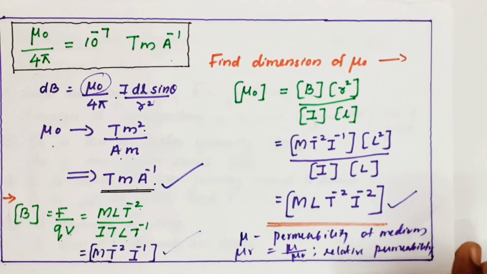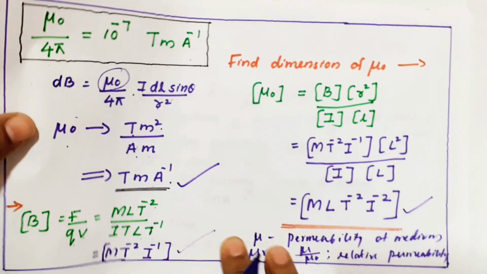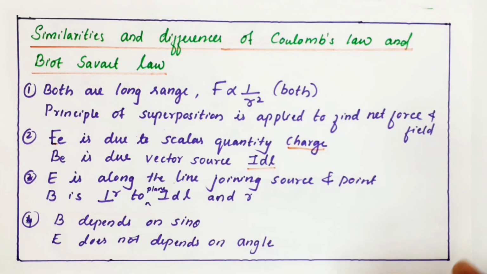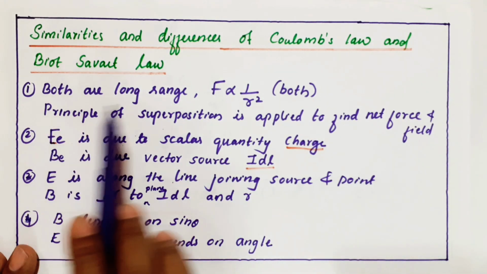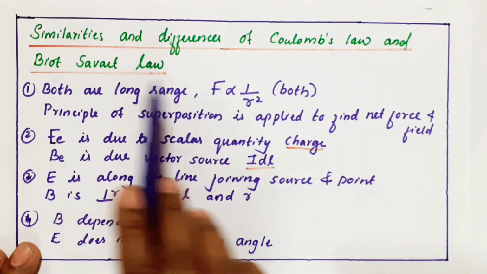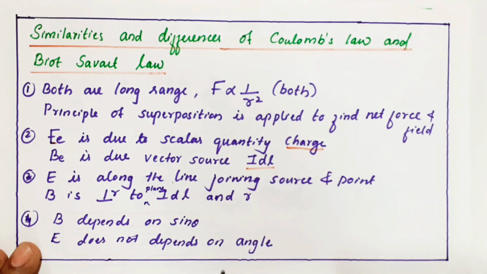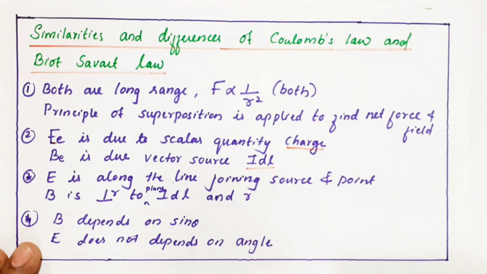Now, next, there are some similarities and some differences between Coulomb's law and Biot-Savart law. Similarities: both are long range forces. In both Coulomb's force as well as Biot-Savart law, R is in the denominator, so they both obey the inverse square law of distance. In Biot-Savart's law there is R square in the denominator, and in Coulomb's law also it's there.